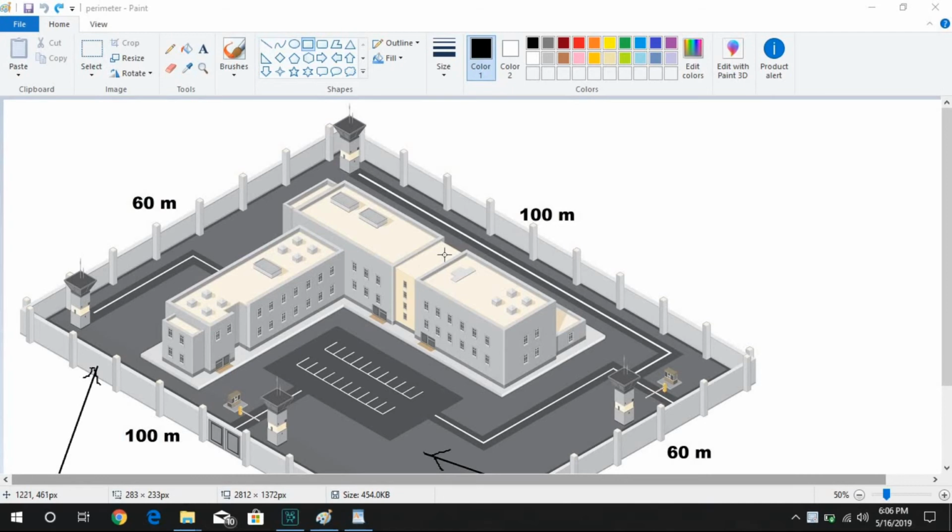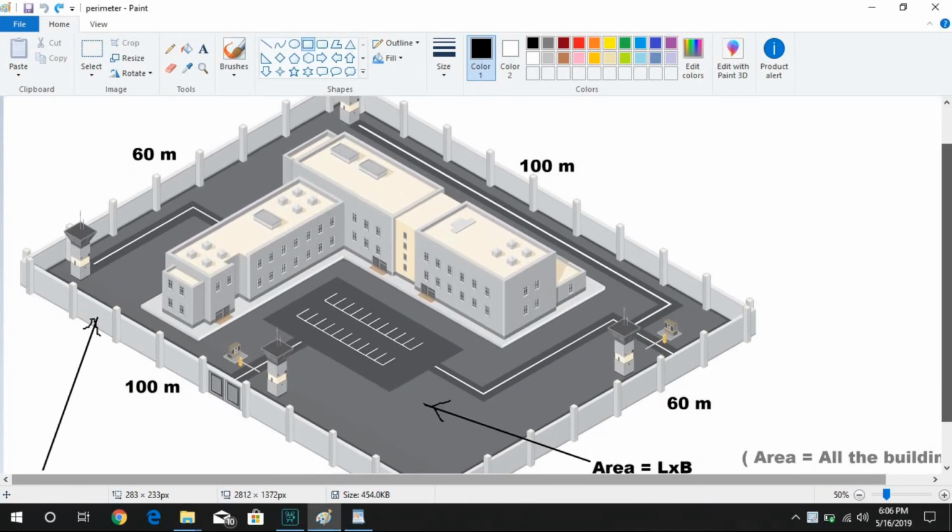Now, I will explain the perimeter and area with the help of this diagram. This is the length of the boundary wall, and this is also the length of the boundary wall, which are equal. And this is the width of the boundary wall, and 60 meter is the width of the boundary wall, as shown in the figure clearly.